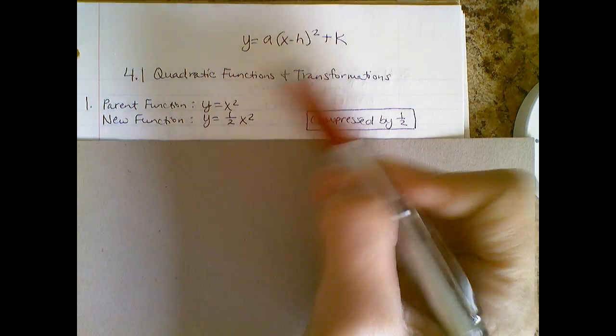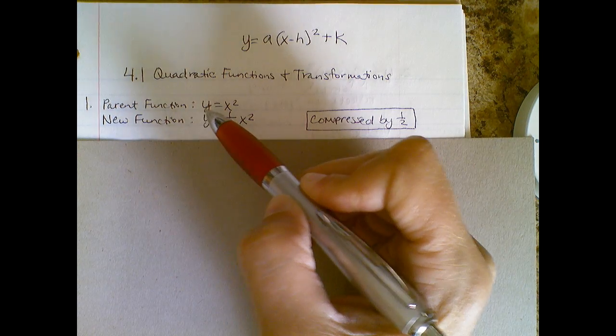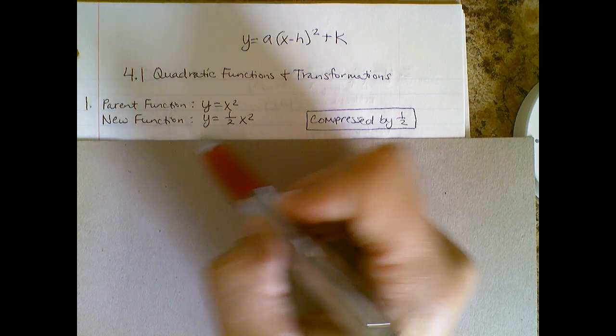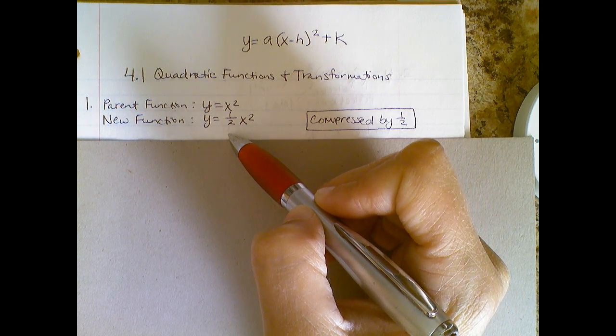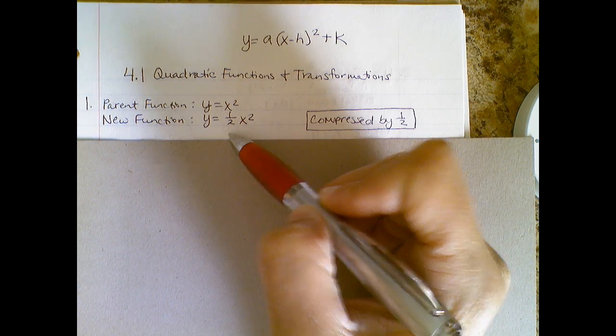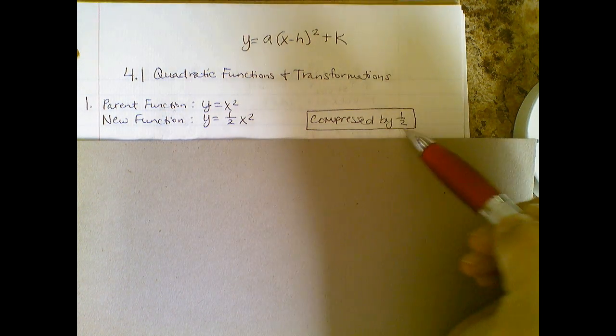So I have these two equations. The parent function is y equals x squared. The new function is y equals a half times our x squared. In the A slot, I have a half. So I would say that it's being compressed by a factor of a half.